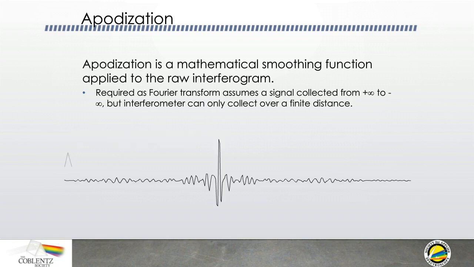This is what an interferogram looks like, okay? And an apodization function is a mathematical smoothing function that you apply to the raw interferogram. When you go and look at a Fourier transform mathematically, it tells you that it should be done from minus infinity to plus infinity, but our data set is finite. So you apply these apodization functions in order to smooth out the data.